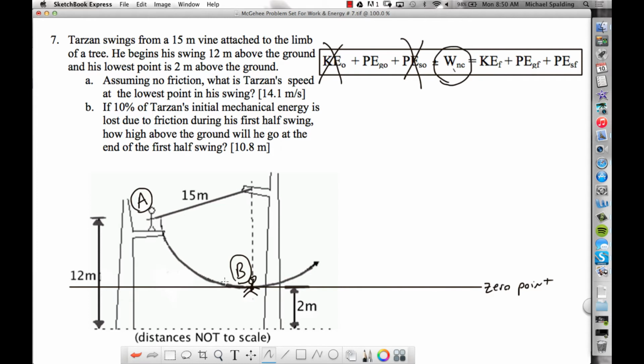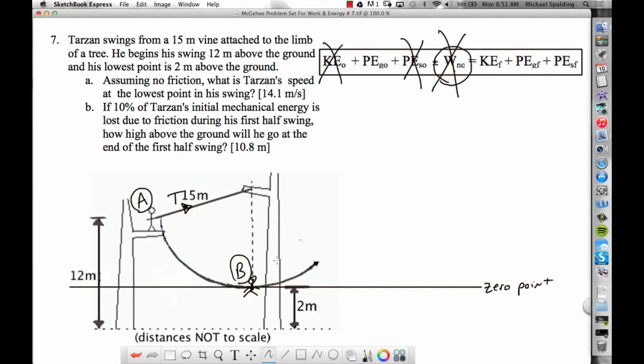Gravity. Now, I've heard it many times where kids say, well, what about the tension in the rope? Doesn't the rope exert a force on Tarzan? Tension would be pointing that way. Yeah, but notice at every single point, the tension is perpendicular to his motion. Forces that are perpendicular to the motion do no work. So the only force doing work from A to B is gravity, which means what about this? What's work non-conservative? It's gone. We don't have one. The only force doing work is gravity.